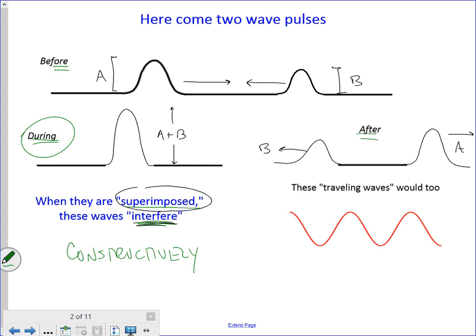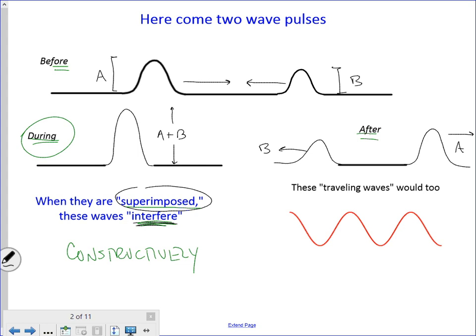Constructively, like they make a bigger something, a bigger crest or a bigger trough. And that can happen with wave pulses. Two individual pulses can interfere constructively. Two traveling waves can also interfere constructively.